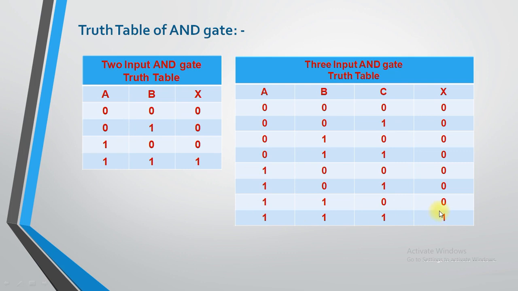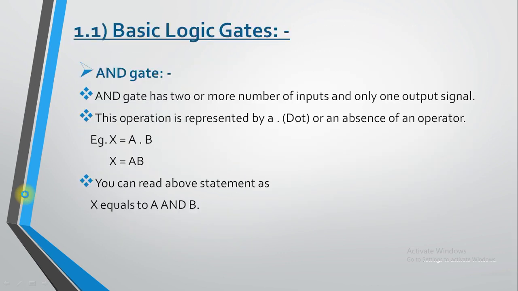Now let me read out the points related to the AND gate, but these points are related to this truth table only. So you need to keep this truth table in mind so that you can write the points based on it. Now see, the AND gate has 2 or more inputs, as we have taken 2 and 3 input truth tables. But how many output signals are there? Only one output signal is there.